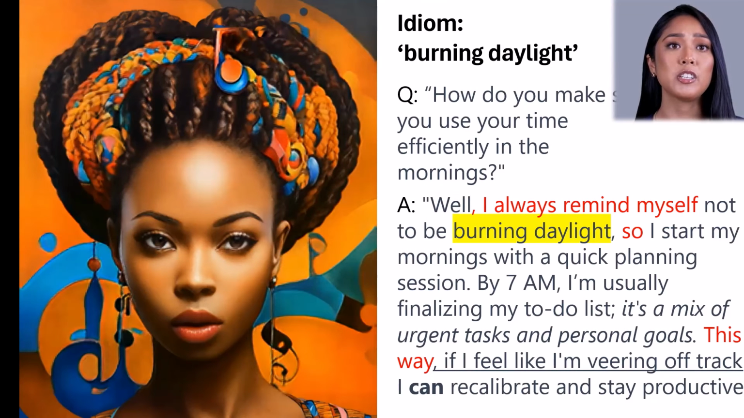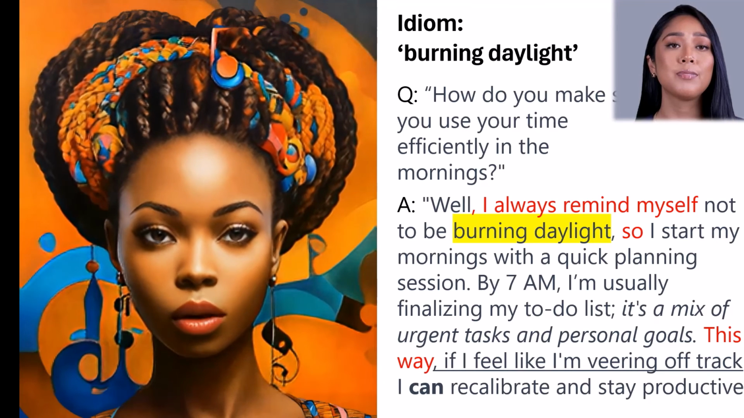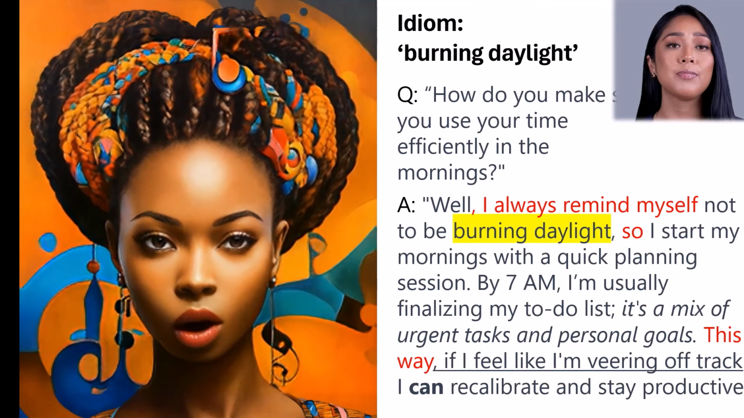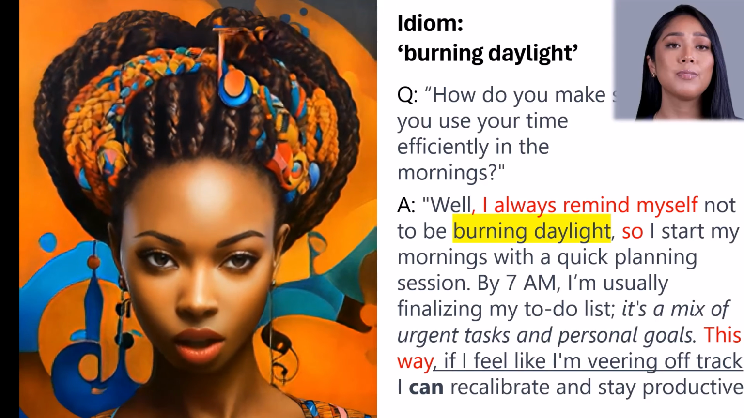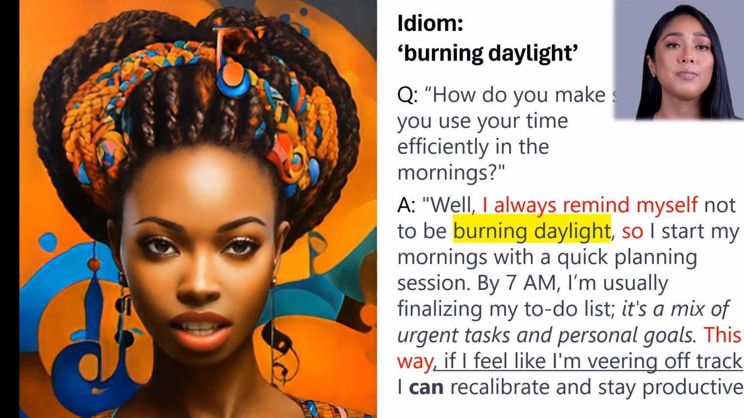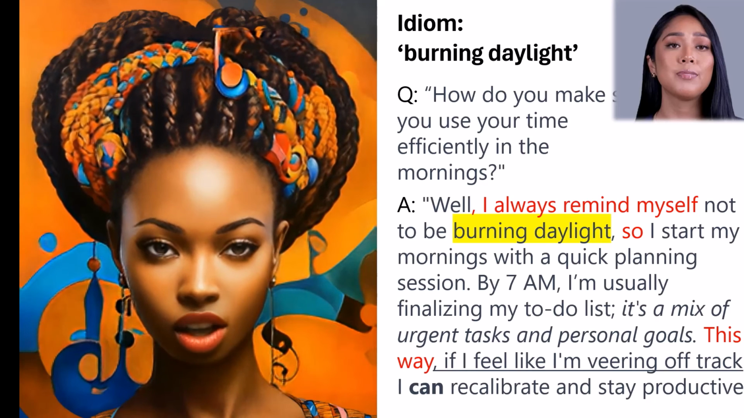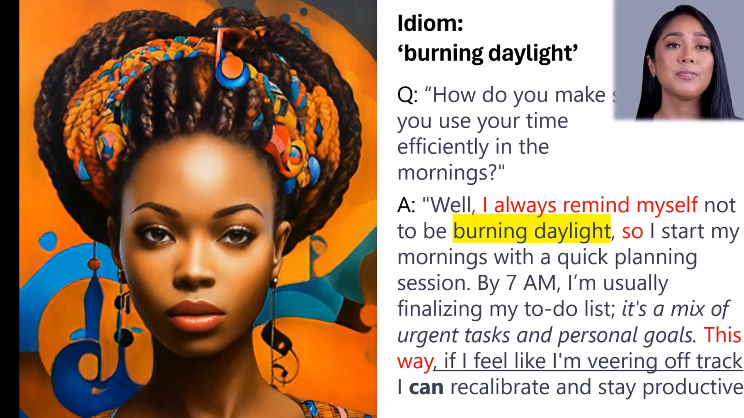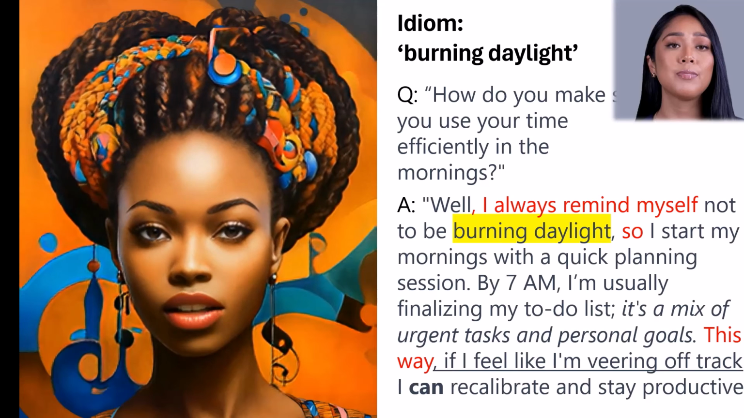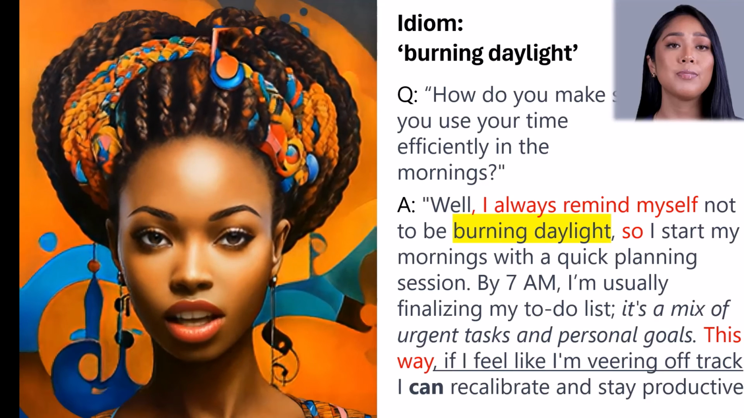How do you make sure you use your time efficiently in the mornings? Well, I always remind myself not to be burning daylight, so I start my mornings with a quick planning session. By 7 a.m., I'm usually finalizing my to-do list. It's a mix of urgent tasks and personal goals. This way, if I feel like I'm veering off track, I can recalibrate and stay productive.